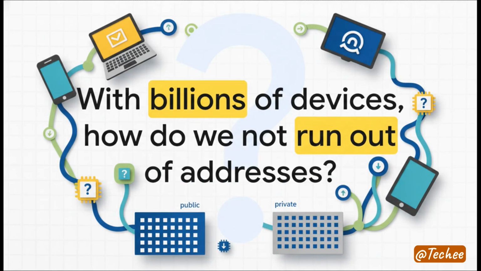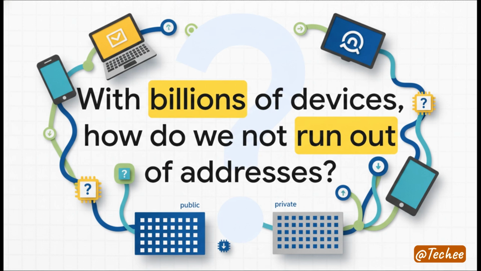Have you ever stopped to think about this question? Think about it. We've got billions of devices connected to the internet right now. Your phone, your laptop, your smart TV, maybe even your fridge. But the main system for internet addresses, the one we call IPv4, it only has about 4 billion unique addresses. So how does that even work? How do we not just run out? Well, the answer is actually a really clever system that uses two different kinds of IP addresses.